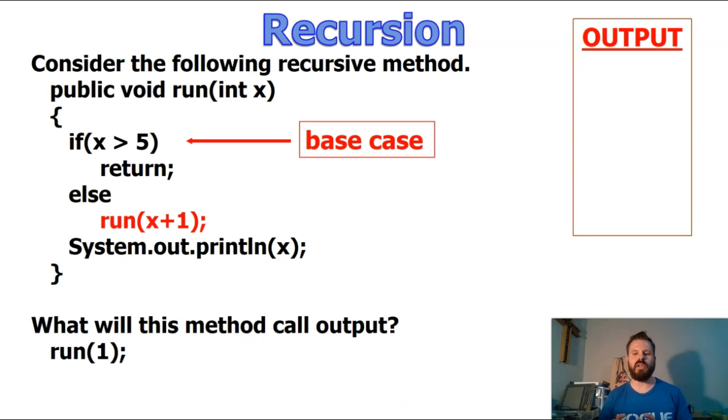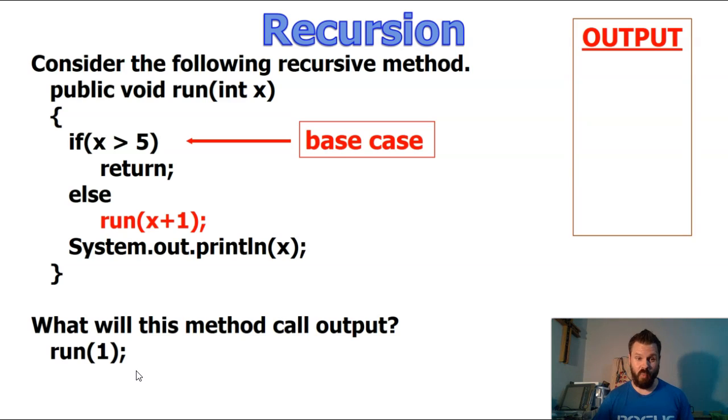Let's take a quick look at that same run method with a slight difference. This time, rather than having my print statement at the beginning, I'm going to have it at the end. At the beginning it was pretty simple, it just printed 1, 2, 3, 4, 5. What's this method going to do?